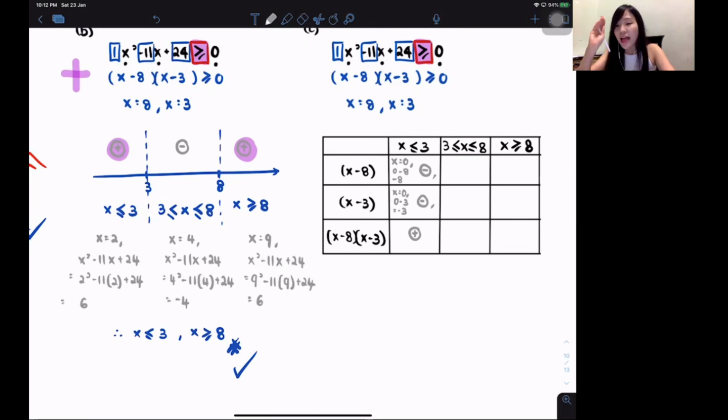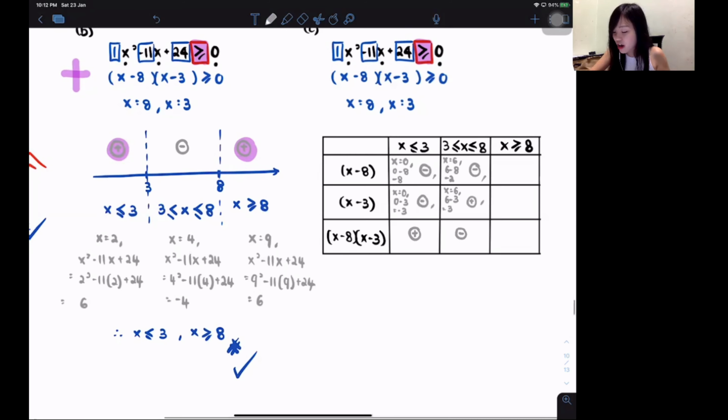Let's go to the second one: x bigger than 3 and smaller than 8. Let's say this time I'm using 6, because in between there are a lot of numbers, 4, 5, 6, 7, all can be used. You can use decimals also, but I like to use whole numbers. If I substitute 6, 6 minus 8 gives negative 2, so this part is negative. Again, using the same number 6, 6 minus 3 gives 3, which is positive. So in the third column, negative times positive gives negative.